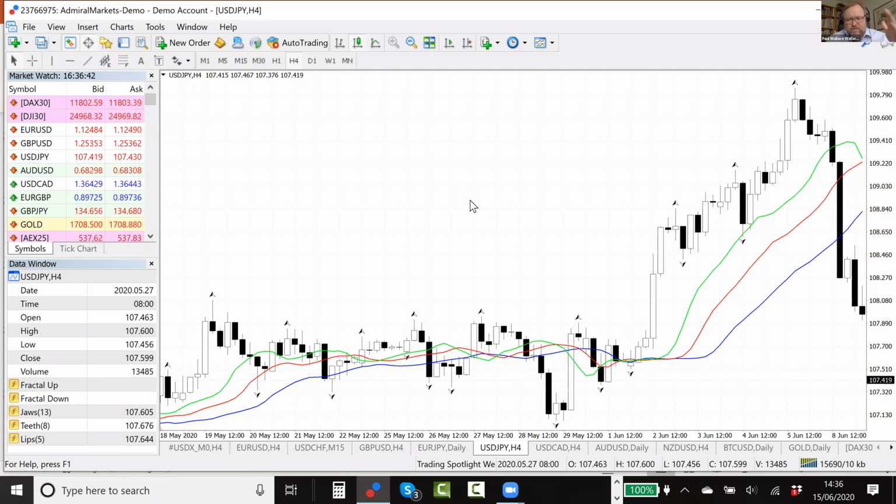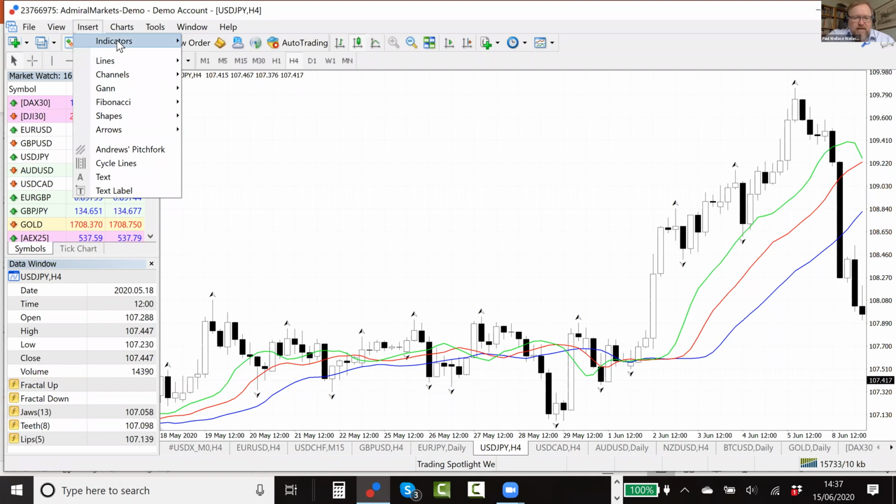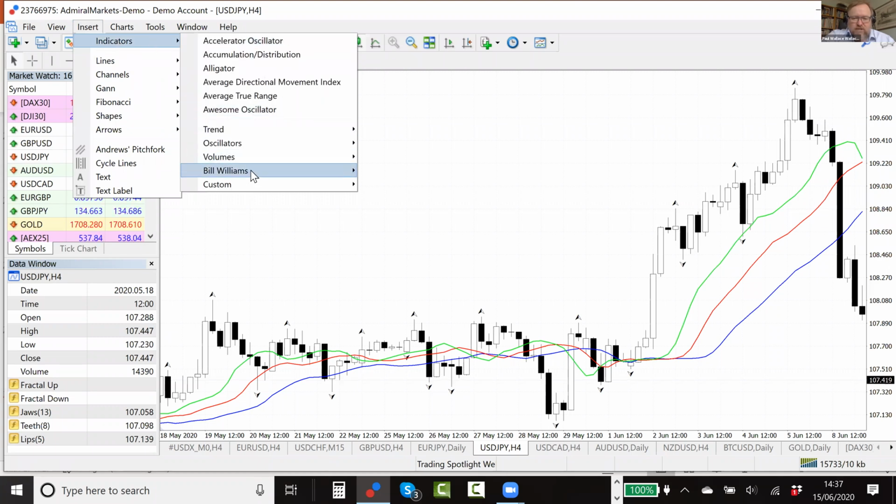But in my own experience, 4-hour charts are nice charts to trade. And just to show you here, first and foremost, if you're looking to set up a template, or to set up your charts to use the Alligator, well then here we go. You've got Insert here, Indicators, and then you can see Bill Williams, and then you can go along and you can see the Alligator and the Fractals.